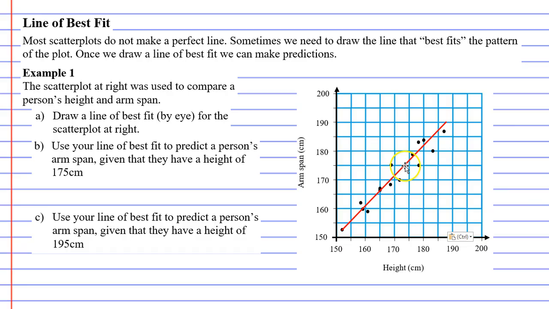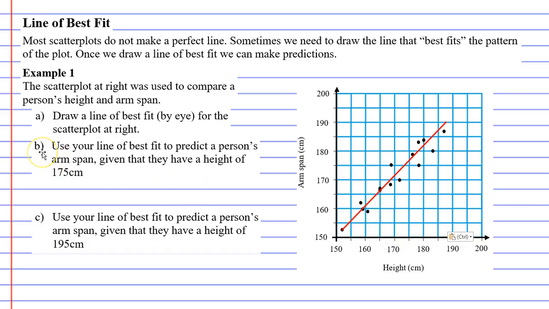Now, when you do it by eye, I like to do it in such a way that I've got the same number of points above the line as I do below the line, excluding the points that lie on the line. So we've got a few points here, 1, 2, 3 points that lie on the line. Above the line, we've got 1, 2, 3, 4, 5, 6. And below the line, we've got 1, 2, 3, 4, 5, 6 points.